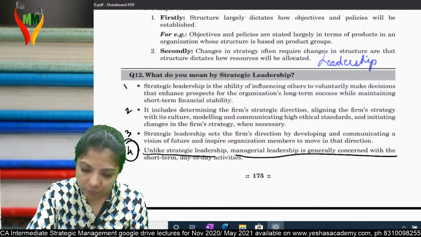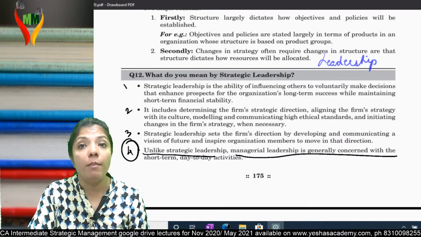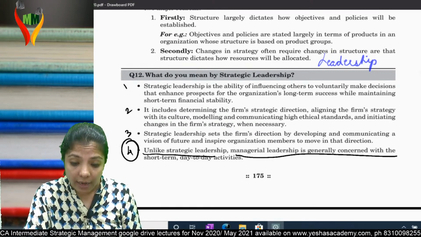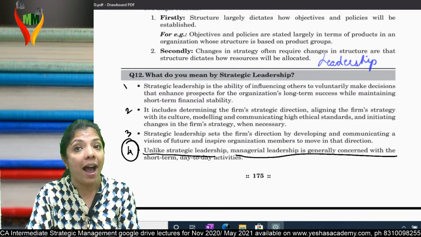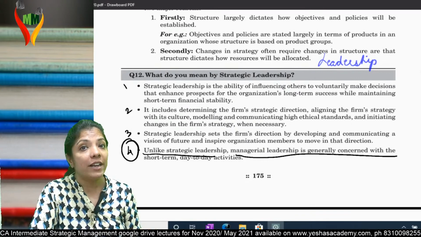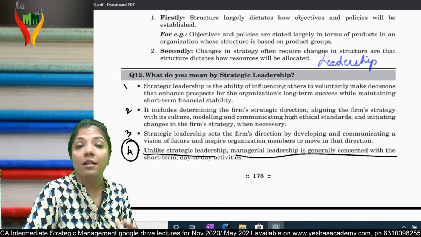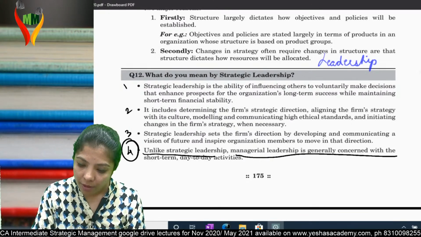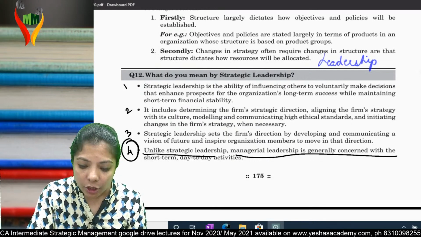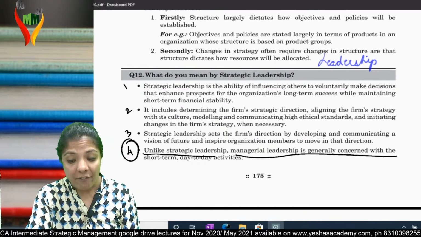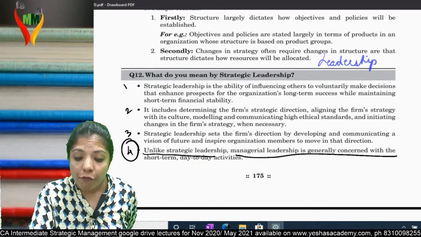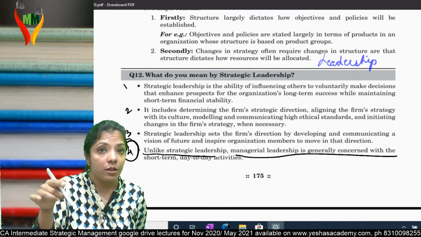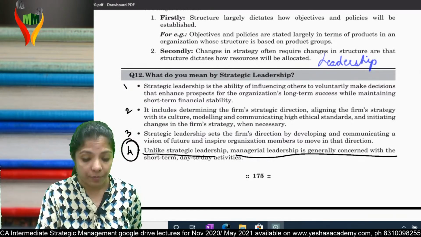Am I clear? It includes determining the firm's strategic direction, aligning the firm's strategy with the culture, modeling and communication of high ethical standards, and initiating changes in the firm's strategy wherever necessary. Basically, this is done by top level people. Strategic leadership sets the firm's direction by developing and communicating a vision of the future and inspires members to move in that direction. They keep on sharing the vision and motivate people.